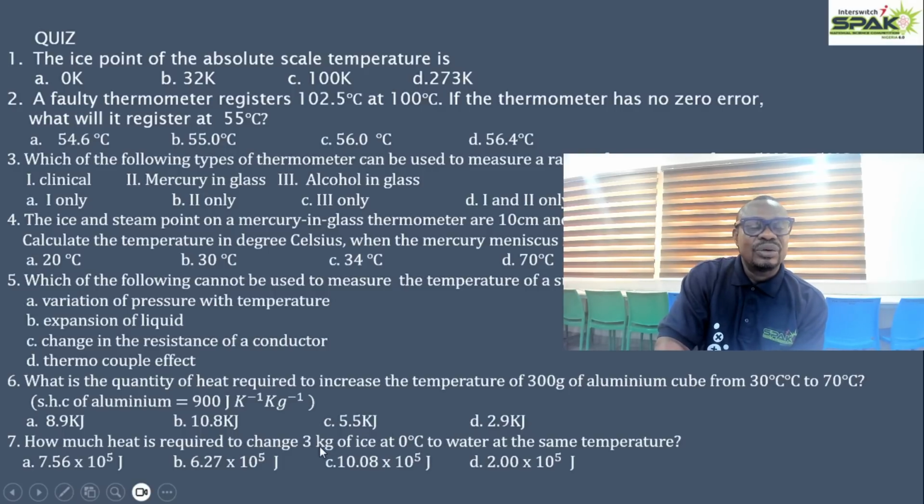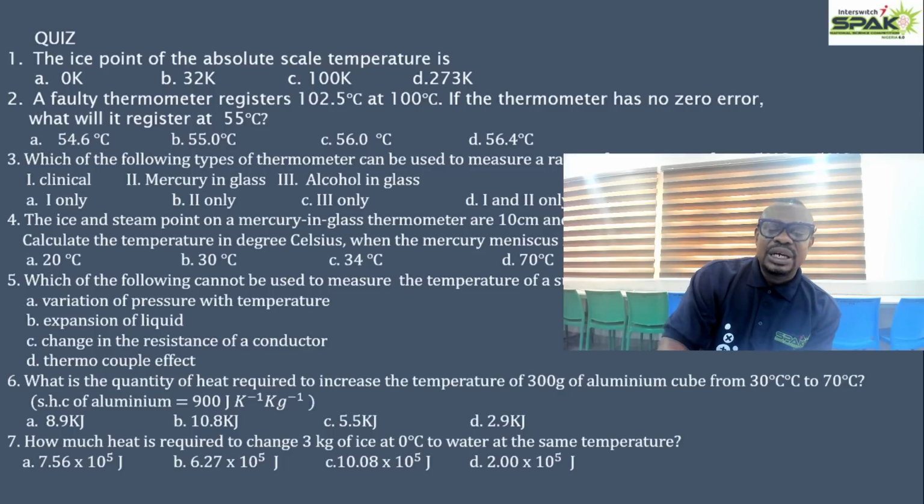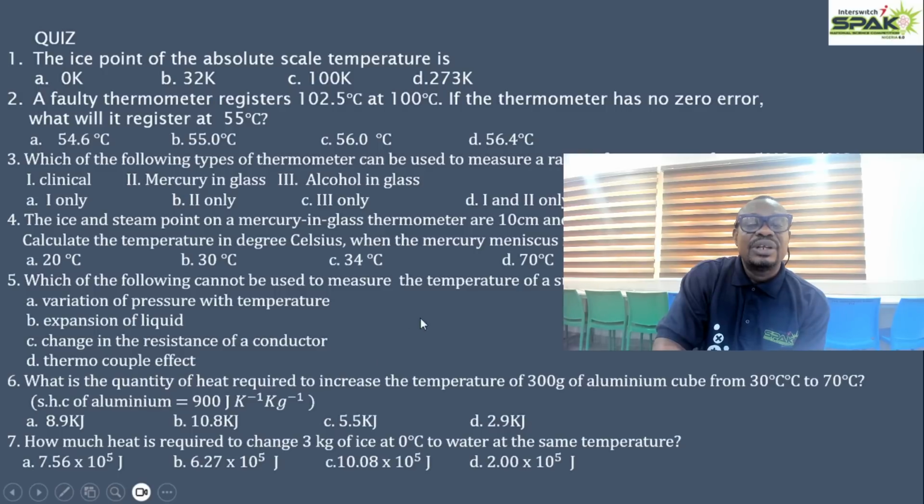So your mass is 3 kilograms, and what then is the specific latent heat of what? Fusion of ice, because ice is changing from ice to what? Water. So the latent heat of fusion of ice. Okay, let me give it to you so that you can input it and get your answer. The latent heat of fusion of ice is given as 336,000 joules per kilogram.